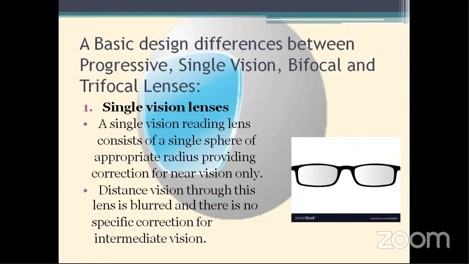It can be used only for such purposes, whereas if they have to see something far, some distant object, they'll have to take off their glasses and see the distance portion or the intermediate portion. That's what is written here. Distance vision through this lens is blurred, and there is no specific correction for intermediate vision.